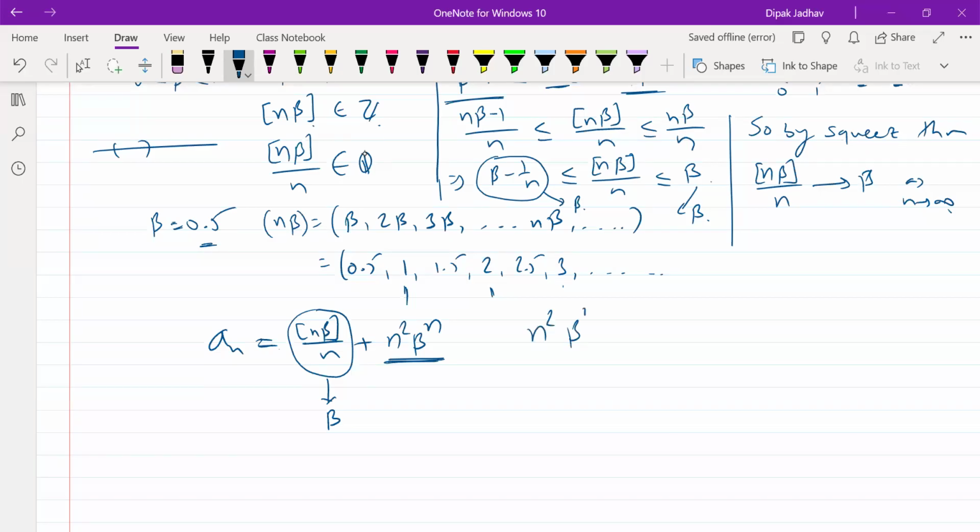So n square beta raised to n. Beta is in between 0 and 1, so its nth power will go to 0, and the coefficient n square is going towards infinity. Is it okay? So this is 0 into infinity form. So you convert this into infinity by infinity form.